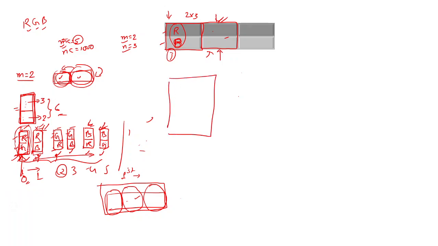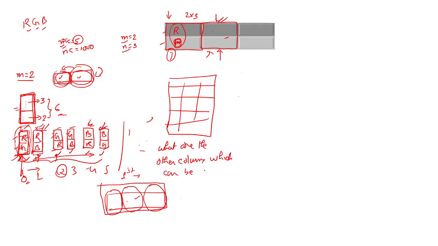So once you have got the grid, this tells what other columns can be put adjacent to the correct one. Okay, so this is what this grid says.